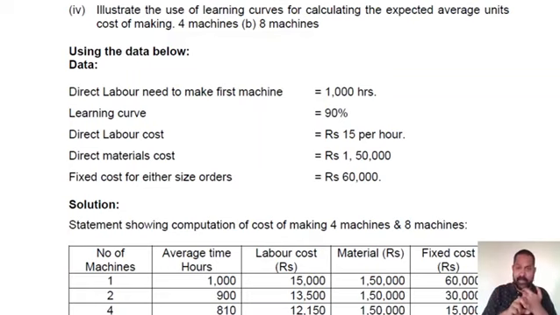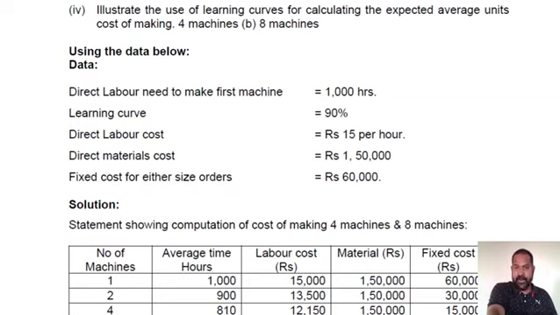So you are making machines. The first machine took 1000 hours. They are asking you the average cost for making 4 machines. What is given to you? Labor cost per hour, material cost per unit, and fixed cost for all the units, which is for an order, either size of the order, whether the order is a 4 unit order or an 8 unit order. I need to understand that to calculate the costs, I need to know how long it is going to take to make 4 machines and to make 8 machines. So let's start with doing that.